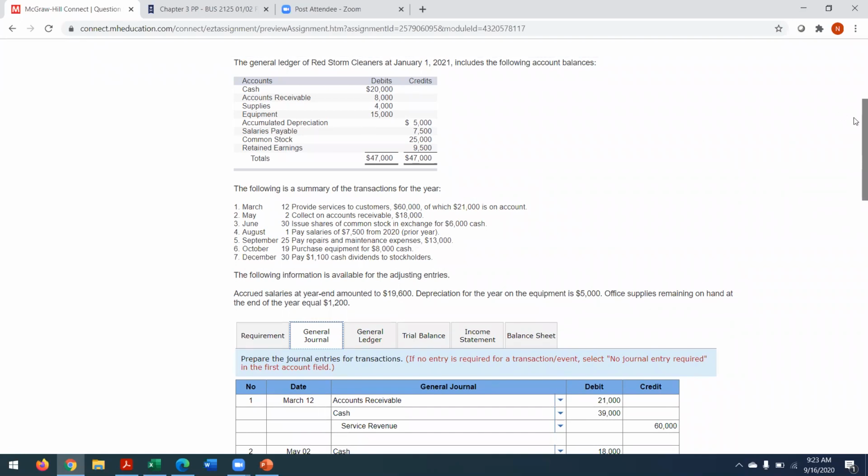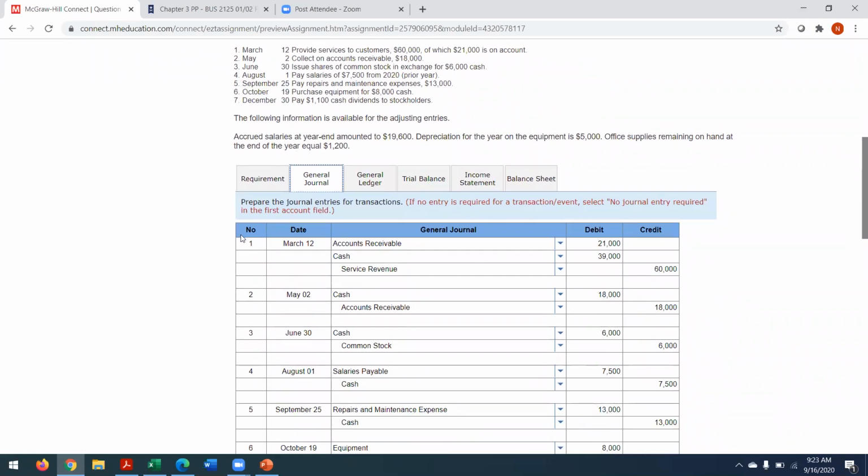So you see in this journal entry, we show the date March 12th. We debit our accounts receivable for 21,000. We debit our cash for 39,000. And we credit service revenue for 60,000. This is a little unique because we have 2 debits and 1 credit, but don't they still balance?